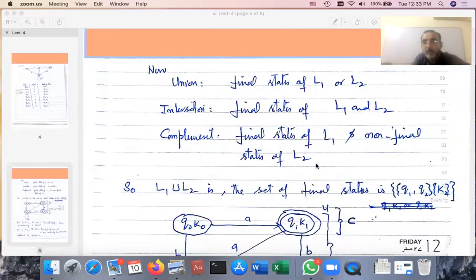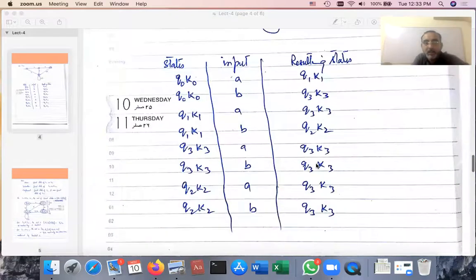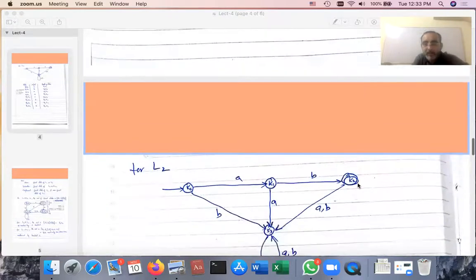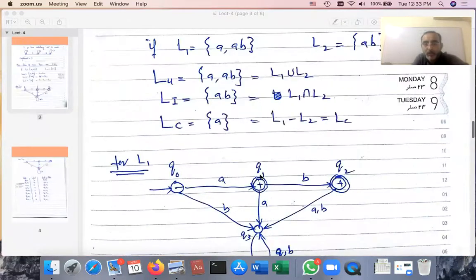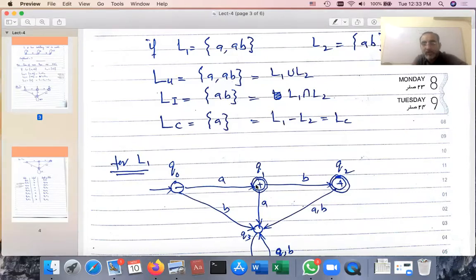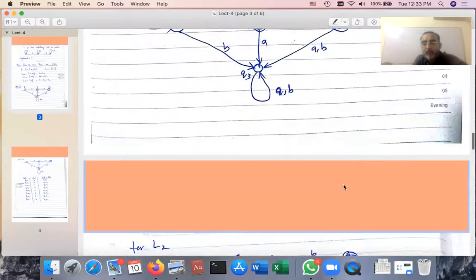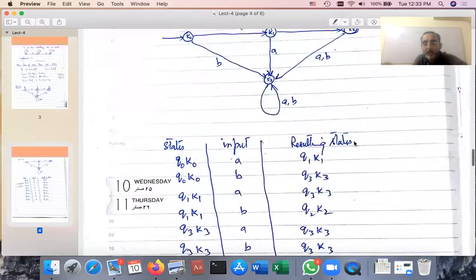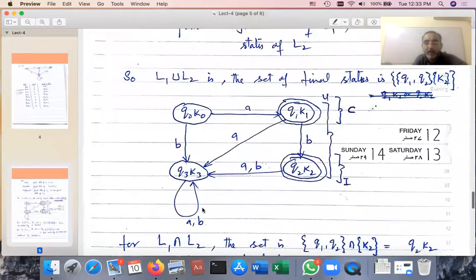So what are the final states? Here the final state is K2 of L2. Here the final states are Q1 and Q2. So in your final drawing, you have to look where these final states Q1, Q2 and K2 are coming in this final diagram. So Q1 is a final state, Q2 is a final state, K2 is a final state.